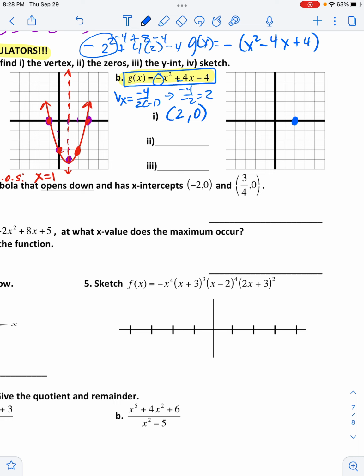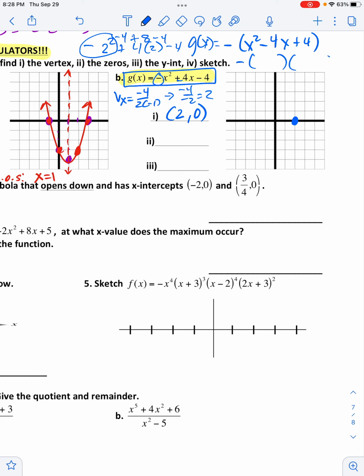Okay, so that is my vertex. Keeping in mind that my initial equation has a negative a value, so I expect this to be opening downward. It asks me for x-intercepts. Okay, so I can already see that there's an x-intercept. It's sitting right there. But let's pretend I don't know that.